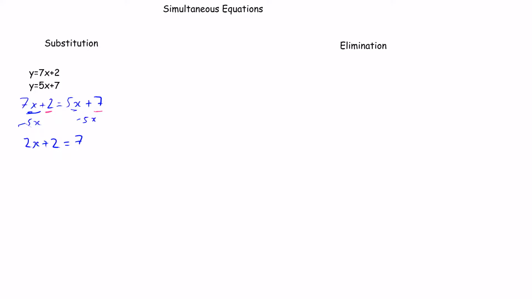And now we can do the same thing with this 2. Let's take 2 from each side, again doing the same thing on either side to keep it equal, and that will give us 2x is equal to 5. The last step to find out what x is equal to is simply to divide by 2. So that gives us x is equal to 5 over 2, or 2.5.